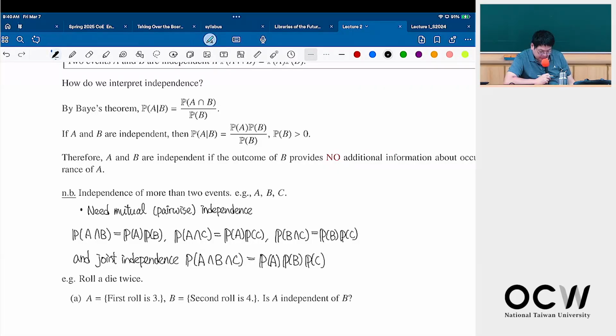So now let's see an example. If I roll the die twice, now I have an event. Remember that we always have to create an event, and then we say the probability of that event, not the outcome. So the event A is the first roll is 3, and the event B is the second roll is 4. Is A independent of B?